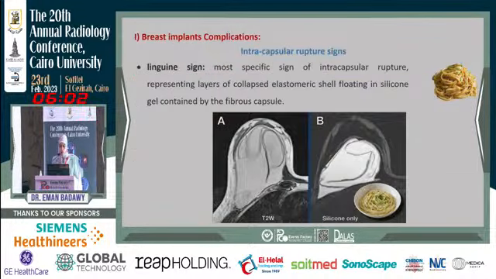Here are some imaging features of the breast implant complications. The intracapsular rupture. Here we can see the most specific sign for the intracapsular rupture, where multiple layers of collapsed shell of the implant are seen contained within the fibrous capsule, which is made surrounding the implant by the body. It has an appearance of a linguine.